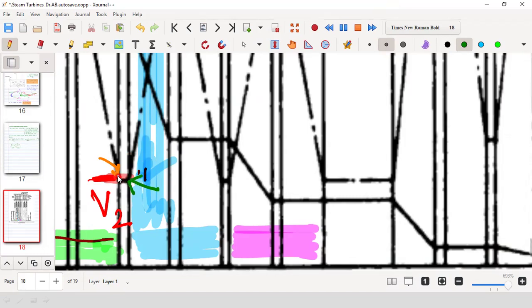At the orange colored point, the velocity is from the outlet of the nozzle, outlet of the moving blade. This orange is the outlet from the moving blade, that is V2. And here there may be a change of velocity. So as it is shown with a horizontal line, there may be some velocity drop.